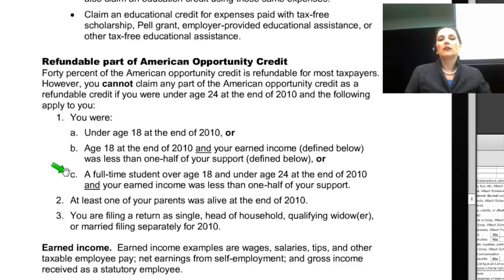Or you were a full-time student over age 18 and under age 24 at the end of 2010 and your earned income was less than 1/2 of your support. And at least one of your parents was alive at the end of 2010 and you were filing a return as a single, head of household, qualifying widower, or married filing separate filer for 2010.